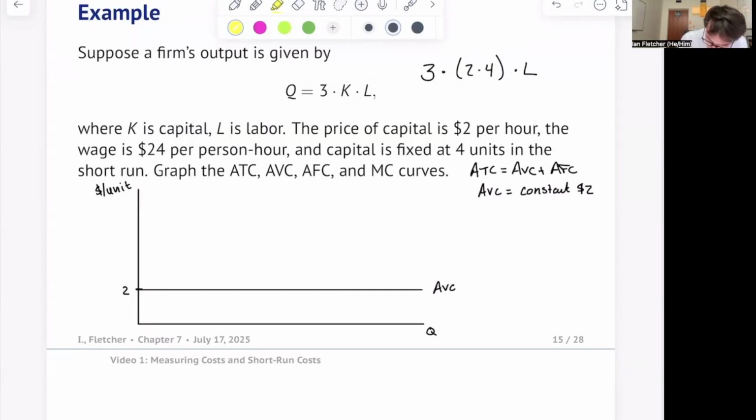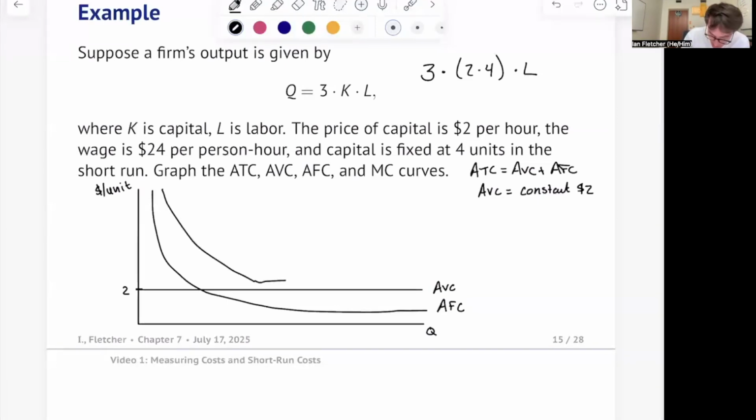Our AVC is a constant $2, and we know this because variable costs increase linearly with our output. Second, our average fixed costs decline as output rises, since our fixed costs are now spread over more units, and so it would decline like this. And then our average total costs would just have this rise, and it would be above this.